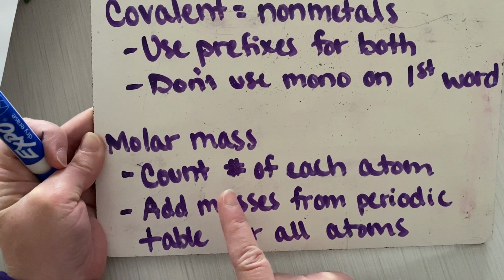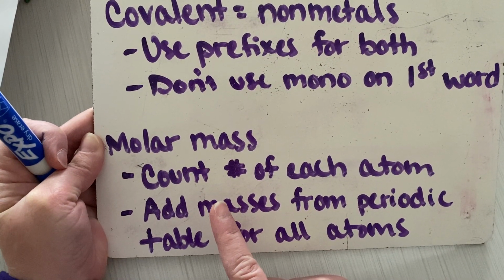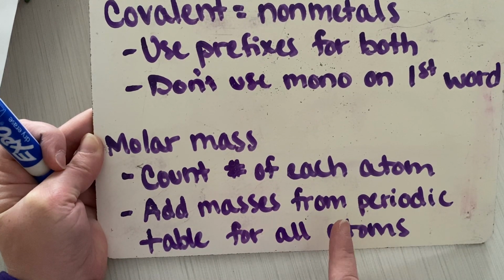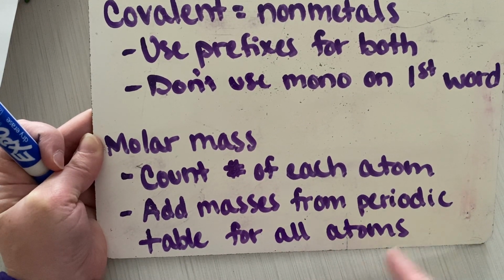And then molar mass, we've done this many times already. This is just going to be a review. We're counting the number of each atom and then adding the masses from the periodic table for all the atoms.